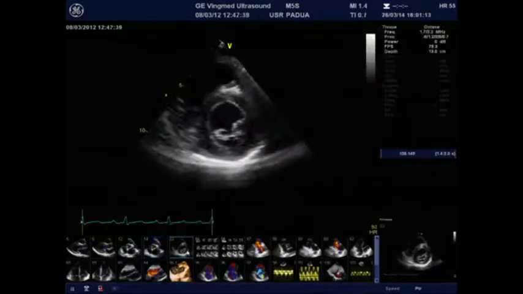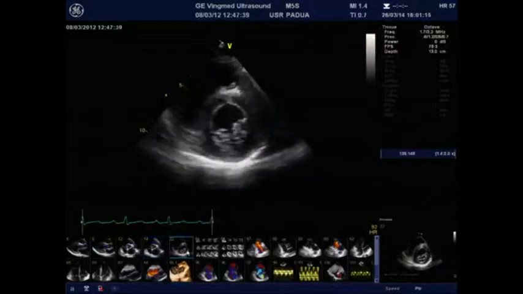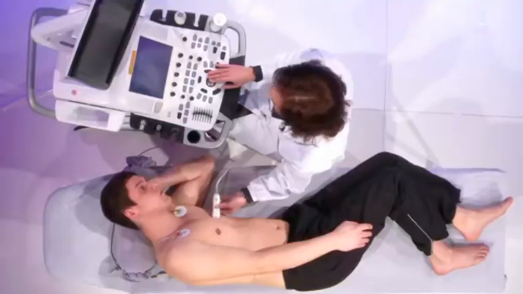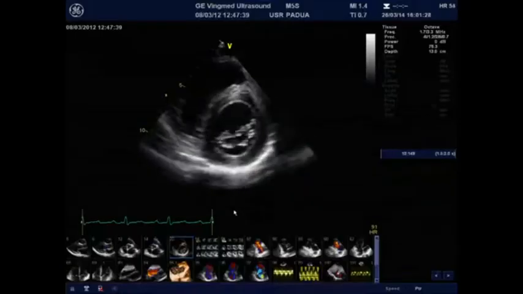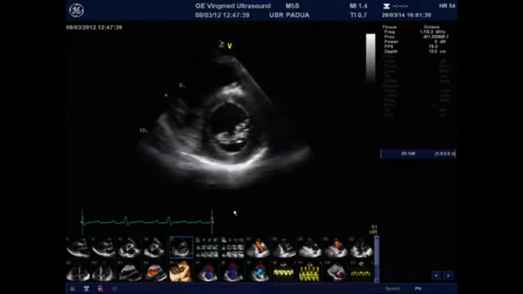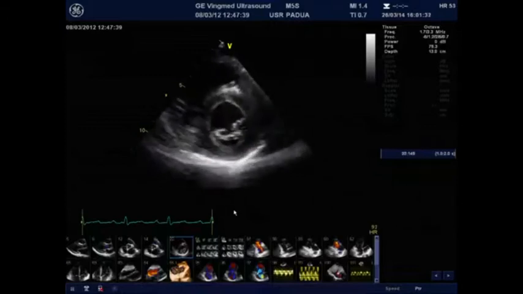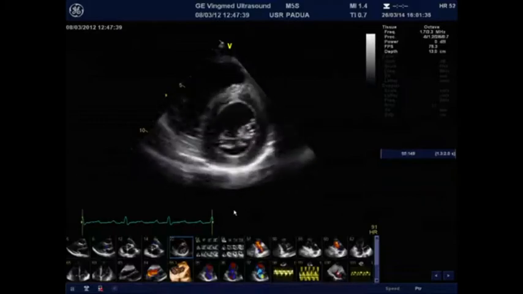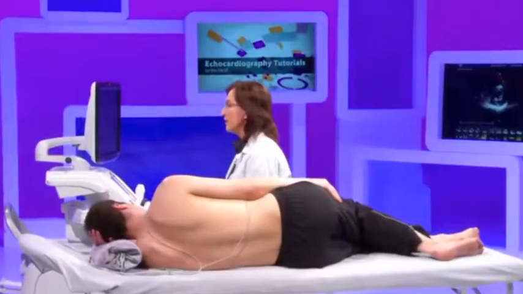Here is the parasternal short axis view of the left ventricle, in which you can appreciate there is a normal regional wall motion of the left ventricle. And this is a patient that has undergone a heart transplantation in 2009, has been well ever since, no symptoms, and this is just a routine examination, one year follow-up.